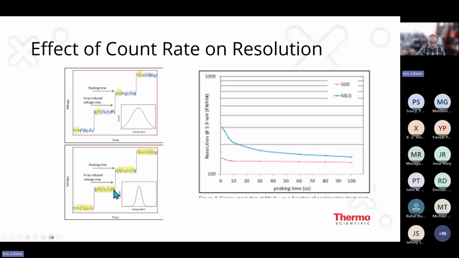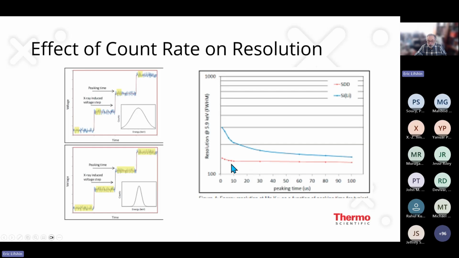It depends on how long you sample it for. But if you sample it for a long time, then you're more likely to get in a pulse pileup situation. So, without beating this thing to death, the blue, which I just took out of the literature, is for a lithium drifted silicon, the old style. And here are the new silicon detectors, the drift detectors.